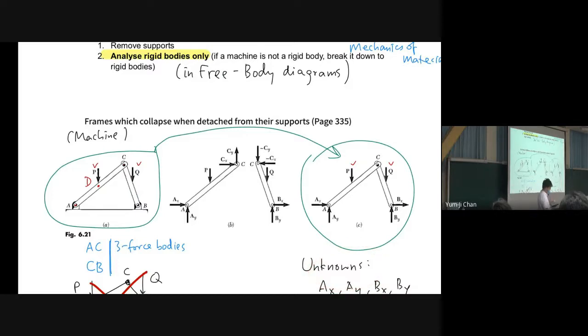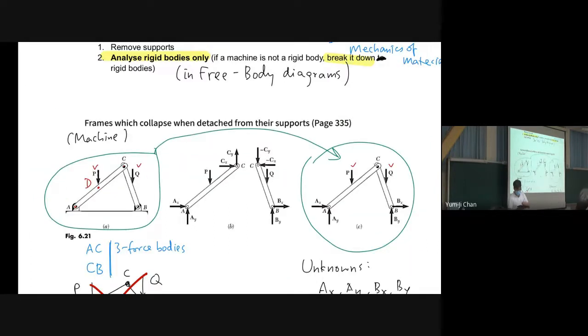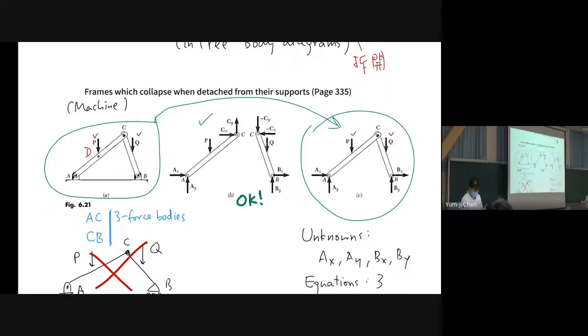If a machine is not a rigid body, like this, break it down into rigid bodies, like the one in the middle. So in this system, we break it down into rigid bodies, and then we draw free body diagrams for each rigid body.